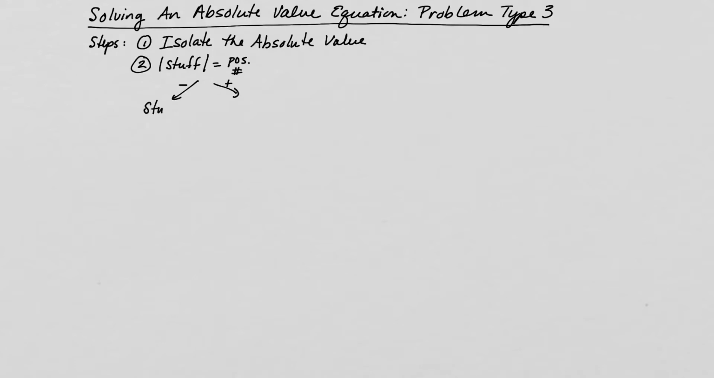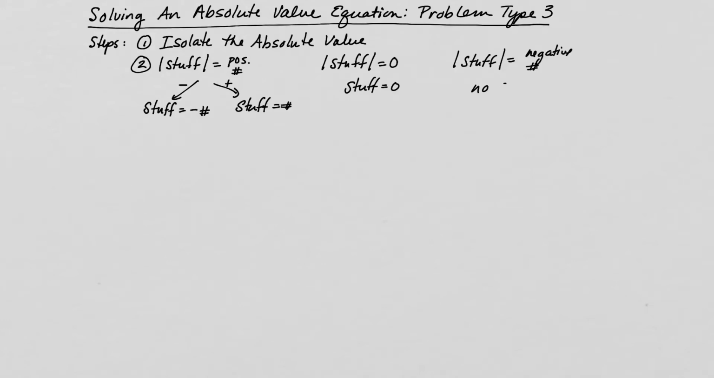So the stuff equals negative the number and stuff equals the number. Or if you have the absolute value of a bunch of stuff being equal to 0, then you just set the stuff equal to 0. Or if you have the absolute value of a bunch of stuff being equal to a negative number, that's when there's no solution.